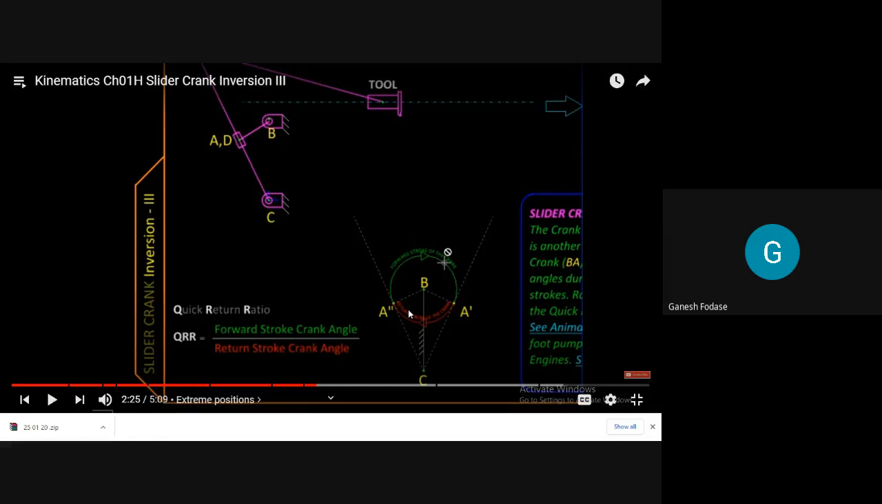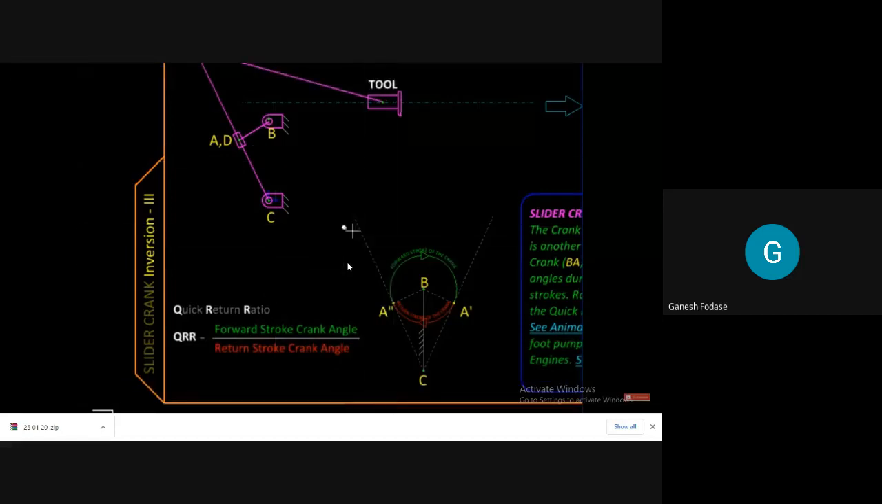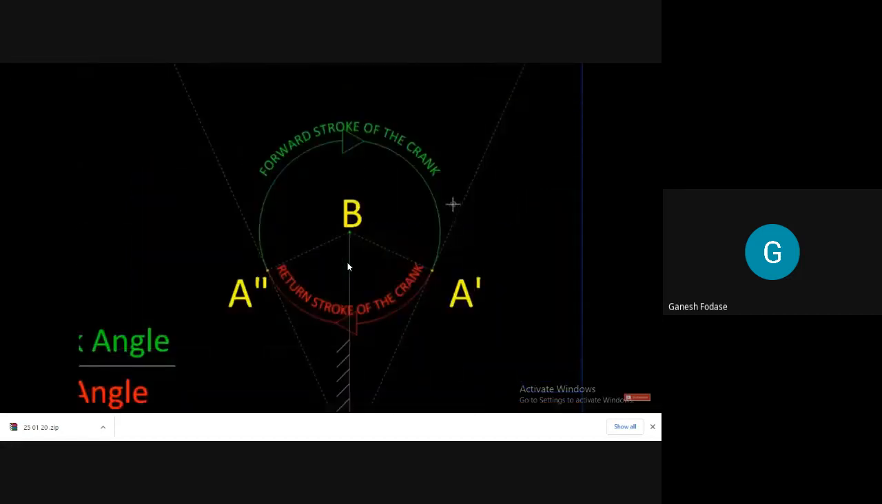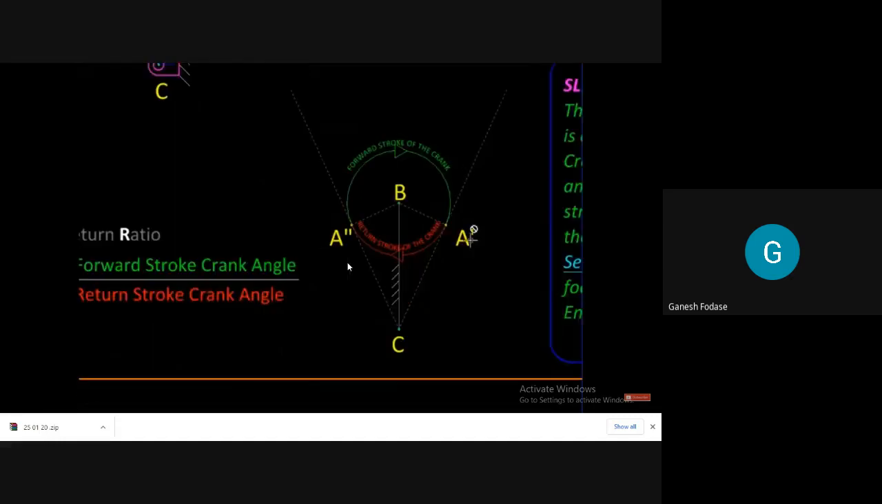Compare this mechanism with quick return, then compare it with Whitworth, and then your study will be easier. This is the path of the slider and the extreme positions of this slotted link.